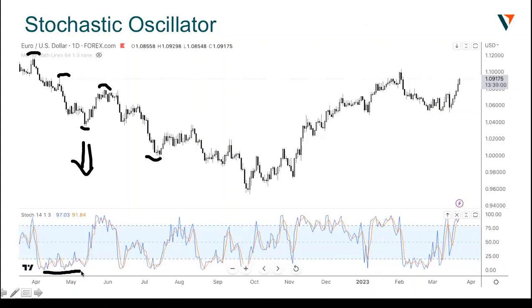On stochastics, you can see that when prices are in a downtrend and it exits the oversold region here, by right we're expecting a push up, but this move up actually forms the pullback of this bearish move down. I hope that this makes sense. Once again here, when price pushes lower, stochastics exits the oversold region, which forms the pullback leg before price continues lower.